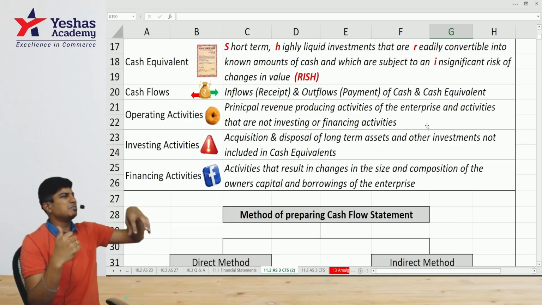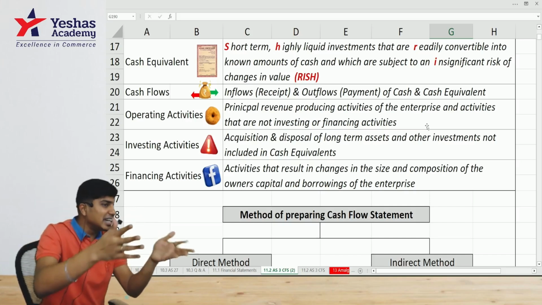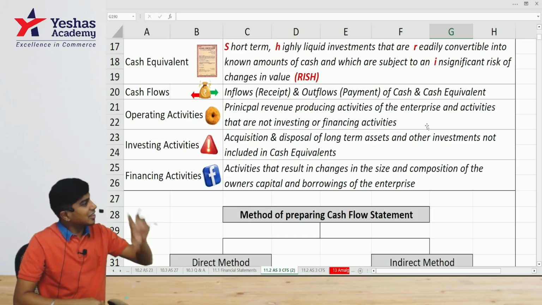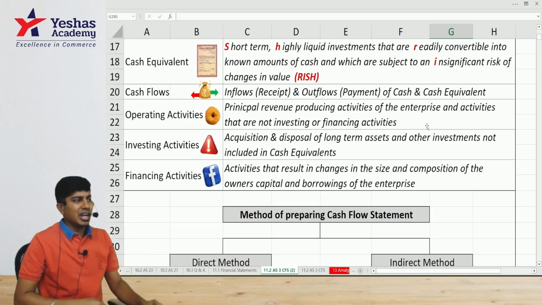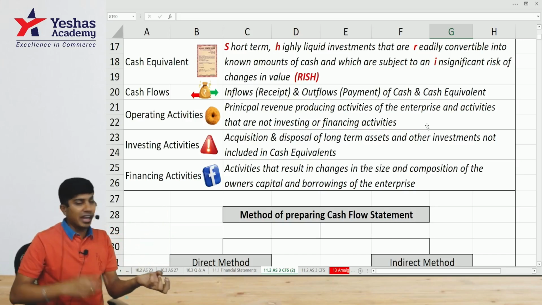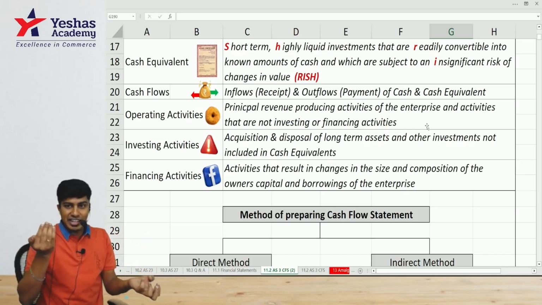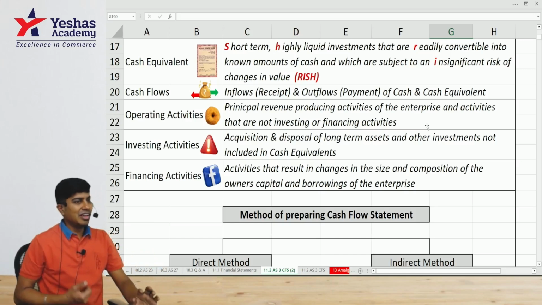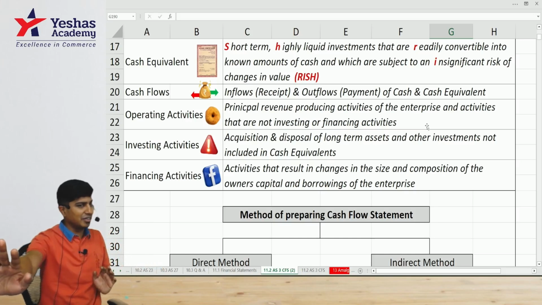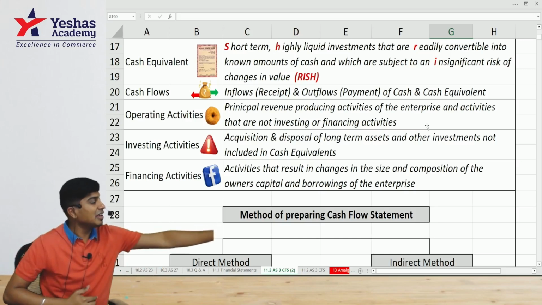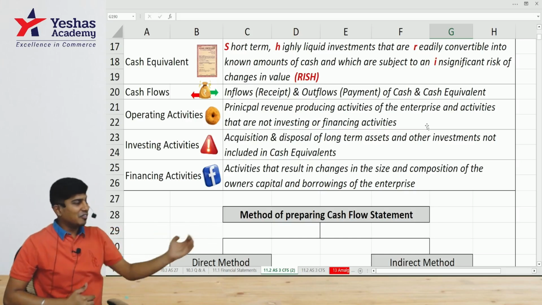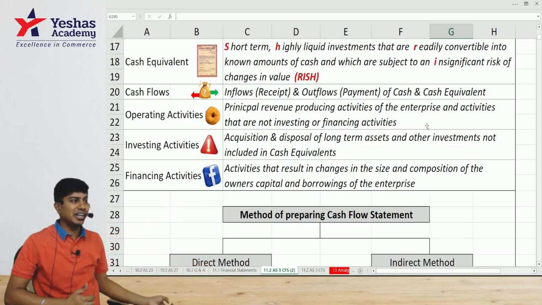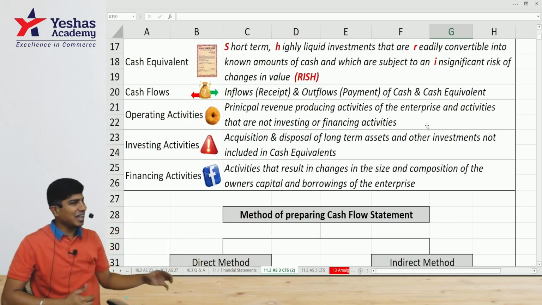Say an asset has become old. I will sell the asset, investing activity. Using that money, I will buy one more asset, investing activity. Now I want to buy one more asset. I don't have money. I issue shares, financing activity. Using that money, I buy an asset, investing activity. I issue shares, financing activity. Using that money, I pay salary, operating activity. I collect money from my debtor, operating activity. I pay money to my creditor, operating activity. Are you guys getting it?